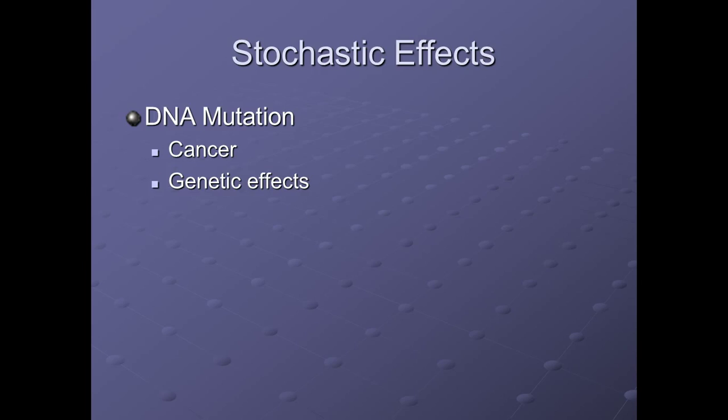The DNA chain can then go on to divide and replicate, and if it does that and it doesn't know that it should go through apoptosis and it just keeps dividing and getting bigger and bigger, this can turn into a cancer. However, if the DNA mutation also occurs in the cells that we use for offspring, then this can be genetic effects seen in later generations.